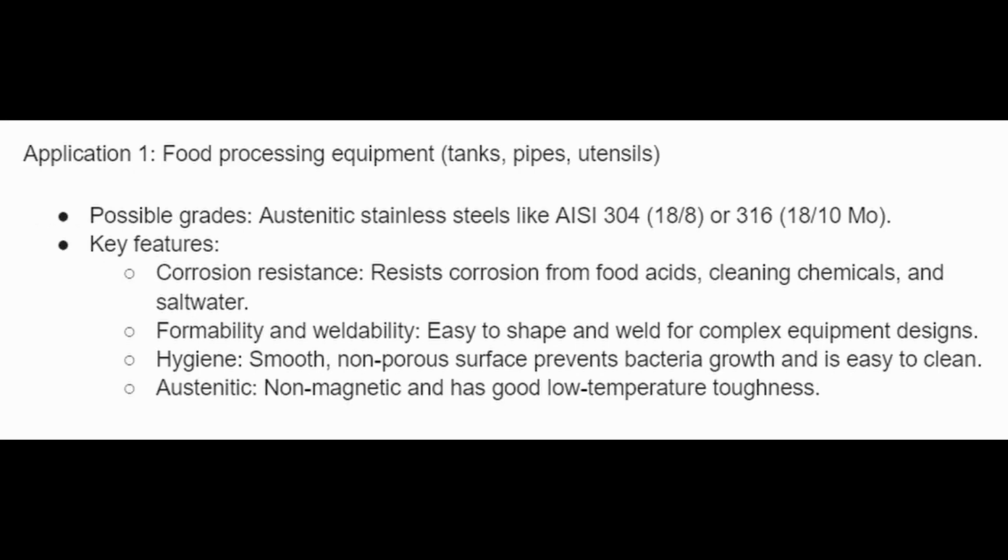Application 1. Food processing equipment, tanks, pipes, and utensils. Possible grades. Austenitic stainless steel, like 304 or 316. Key features. Corrosion resistance. Resists corrosion from food acids, cleaning chemicals, and salt water. Formability and weldability. Easy to shape and weld for complex equipment designs. Hygiene. Smooth, non-porous surface prevents bacteria growth and is easier to clean. Austenitic. Non-magnetic and has good low temperature toughness.